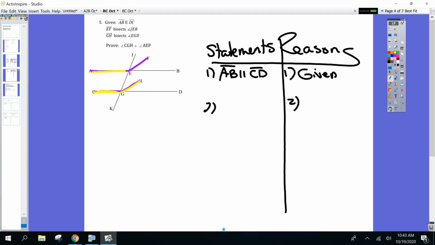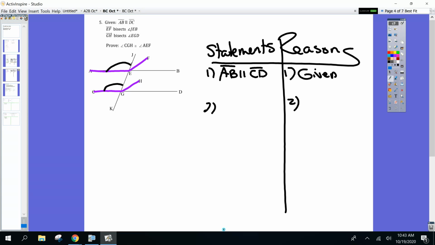All right, so how do I get to this point? Good news, 3 different ways to do this proof. Ready? Okay, I'll show it my way that I approached it, and then I'll ask you guys if you guys did it another way. Real quickly, CGE, this angle right here, and AEJ.